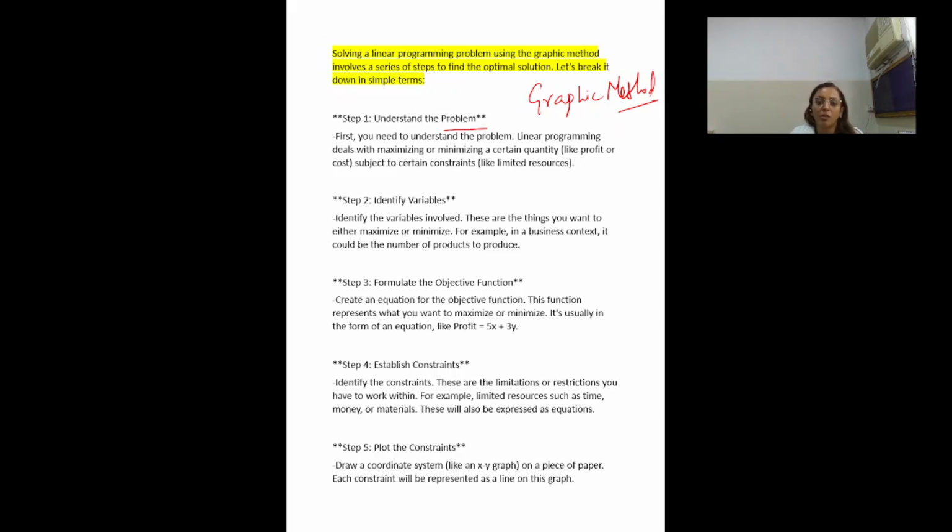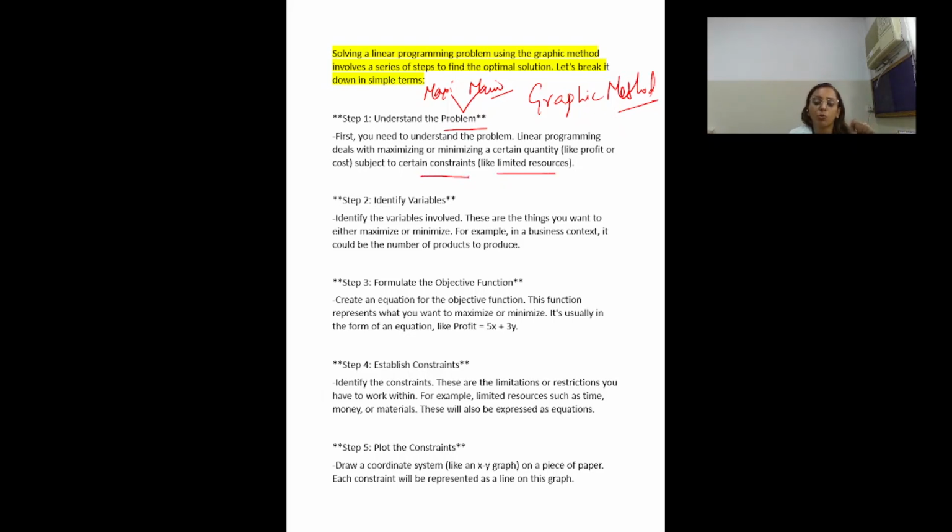So you have to understand the problem. The problem is again divided into two parts: maximization of your profit or minimization of your losses. The most important point again in this is this: you can maximize your profit or minimize your losses, but you have to maintain some constraints as the resources are always scarce.